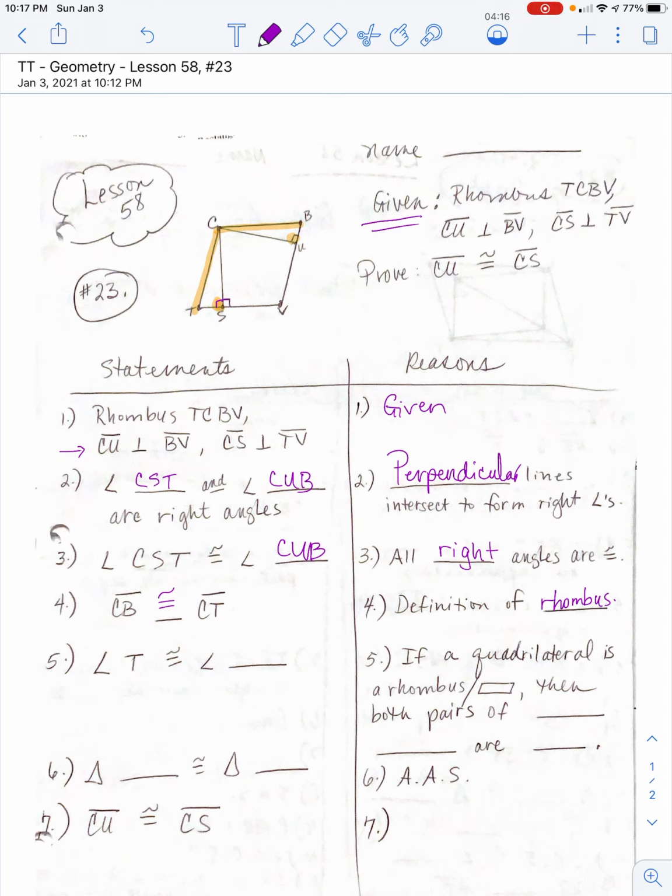Number 5, let's look here. So angle T. Remember, I'm just trying to prove different parts of our triangles congruent. I do know that angle T and angle B are congruent. Why? Because if a quadrilateral is a rhombus or a parallelogram, then both pairs of opposite angles are congruent.